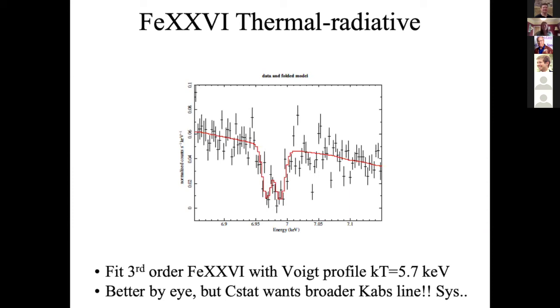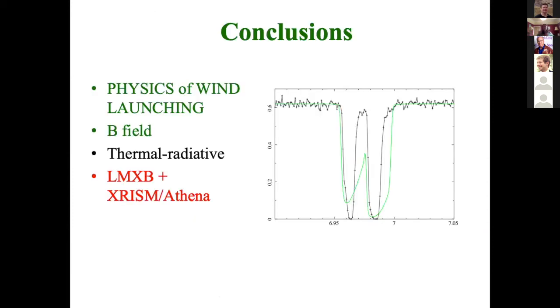We need CRISM to go and see this. So this is basically my bottom line. Magnetic wind models predict different line profiles to thermal wind models, and we can tell the difference. Well, we need something better than Chandra, without the systematics, without pushing it to the absolute limit. We can tell the difference between different wind launching mechanisms. We can get at the physics of accretion disk winds with the combination of some of these low mass X-ray binary winds and CRISM resolution and Athena. Thank you.